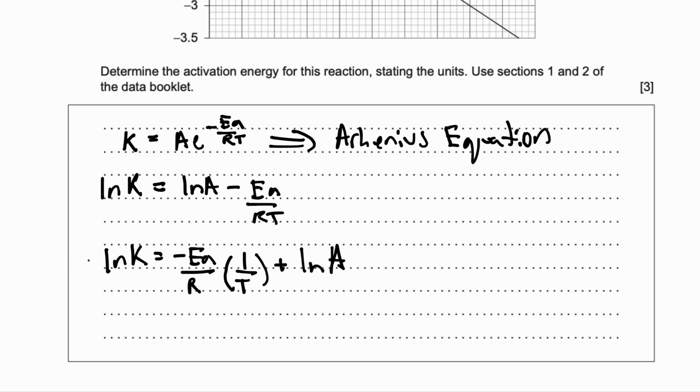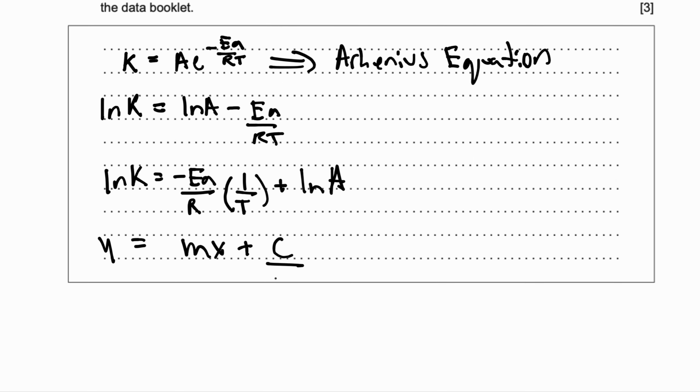Now, does this expression look similar to something? Let's think. Does it not look like y is equal to mx plus c? Are they not the same almost? Think about it. Your c, which is your y-intercept, is equal to ln A. Your m, your gradient, is equal to negative Ea over R, and ln k is equal to y. Through direct comparison, we can actually see the correlation between ln k is equal to negative Ea over R times 1 over T plus ln A and the equation for a straight line.